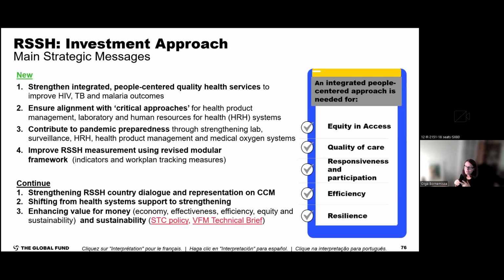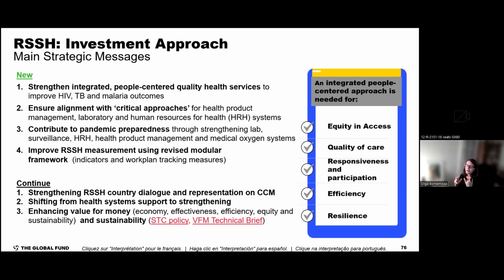The third area that I want to emphasize is pandemic preparedness, because we haven't really talked about that so much yet. RSSH funding can be used to fund pandemic preparedness. This is mostly done through strengthening lab systems, surveillance systems, HRH, health product management, and medical oxygen systems. In the modular framework, these modules are labeled as RSSH/pandemic preparedness, so you can easily see which ones these are. Of course, the C19 funding will continue, and last week at the board, it was extended to the end of 2025. So the C19 funding should also be used to continue to strengthen pandemic preparedness.